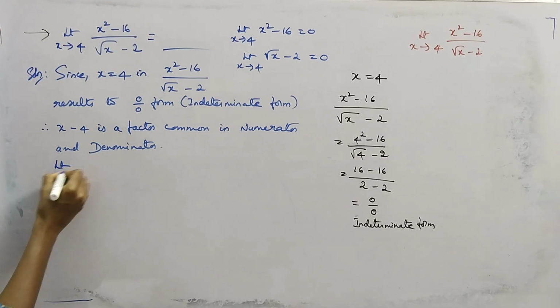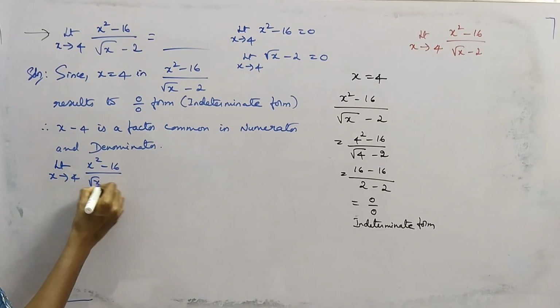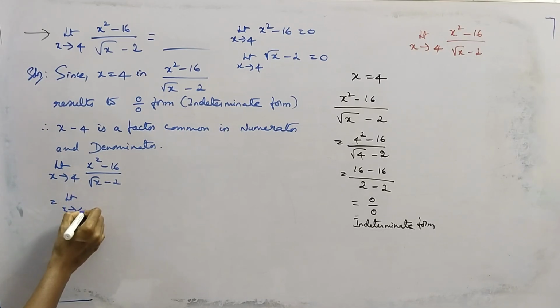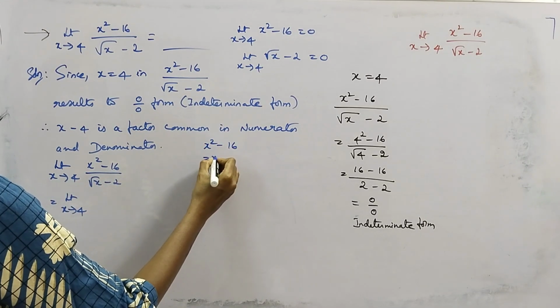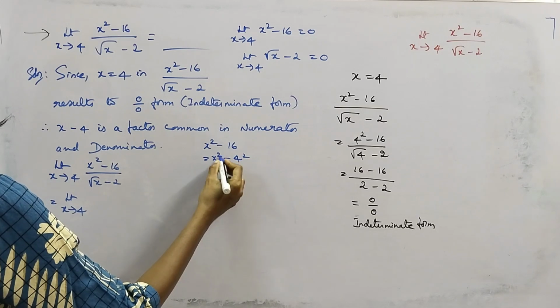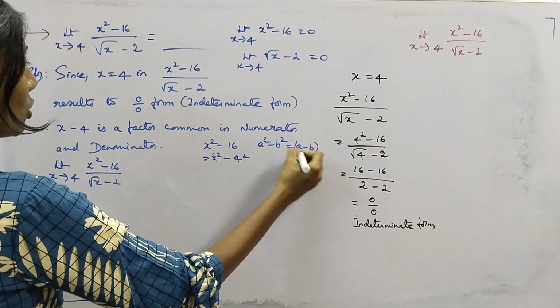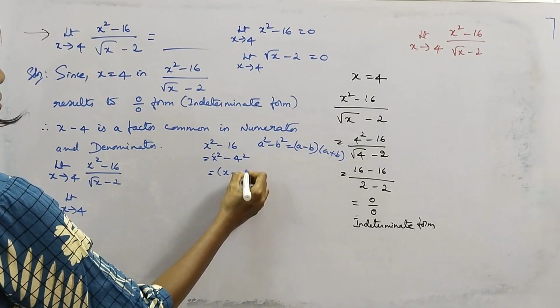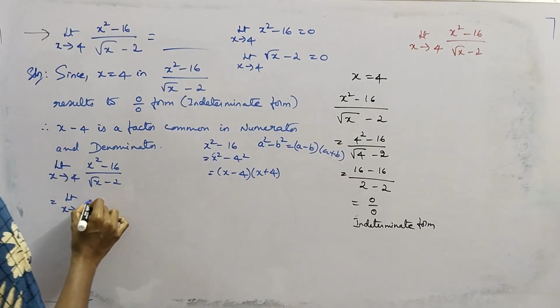Now, coming to the problem again, limit (x square minus 16) by (square root of x minus 2) as x tends to 4 equal to, we'll write factors of x square minus 16. You're having x square minus 16, right? You can write this 16 as 4 square. And this looks like a square minus b square. We know that a square minus b square is (a minus b) into (a plus b). So with the help of this formula, we'll get (x minus 4) into (x plus 4), right?